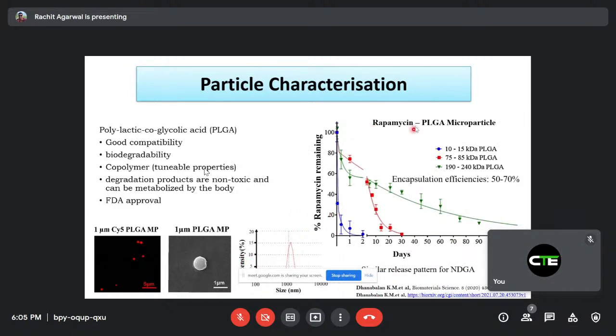And we then encapsulated various drugs. So I'm showing it for rapamycin, but we got the same results for NDGA, where we can tune the release profile by just changing and engineering the molecular weight that we are using, and the ratios of lactic and glycolic acid that is present in this polymer. So you can get as quick a release as 2 days, you can get a moderate release in 30 days, or you can have it all the way up to 120 days, or 6 months even, if needed.